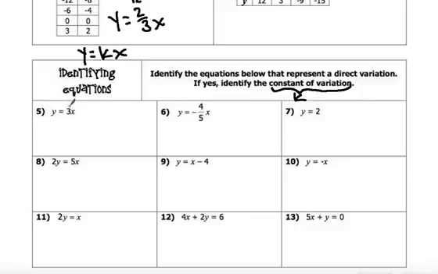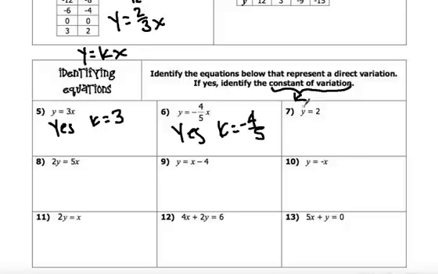So on number 5, we've got y equals 3x. So that is written in the form y equals kx. And so since it is, I need to know what k is. And in this case, k would just be 3. On number 6, I've got y equals negative 4 over 5x. And so this is written in the y equals kx form. So yes, and k would be equal to negative 4 over 5.